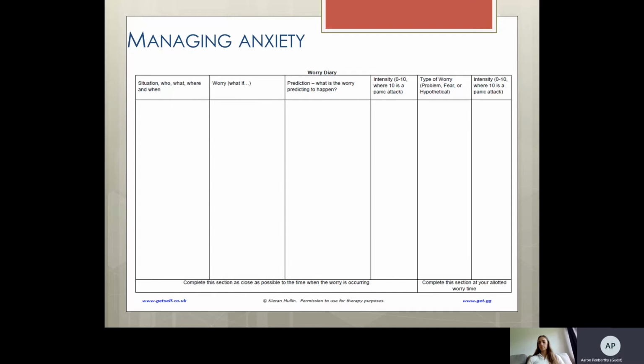So here, what I normally say is one shouldn't look to put down things such as I was worrying about work or I was worrying about my boss. Although that is, of course, what the worry is about, we're trying to be more specific. So we want to capture exactly what our brain threw at us into our consciousness. So if we catch ourselves thinking, what if I get fired? That's what we want to record in this worry diary.